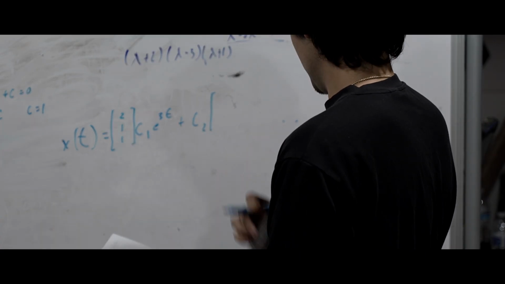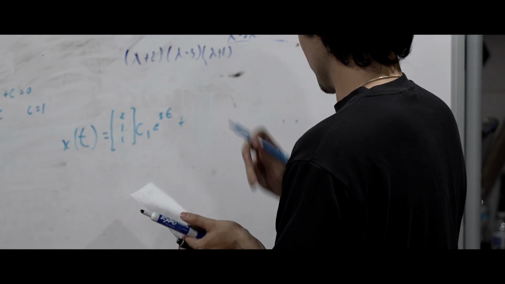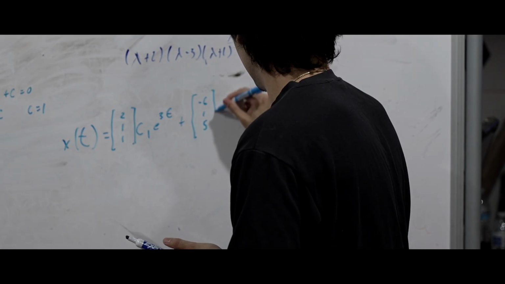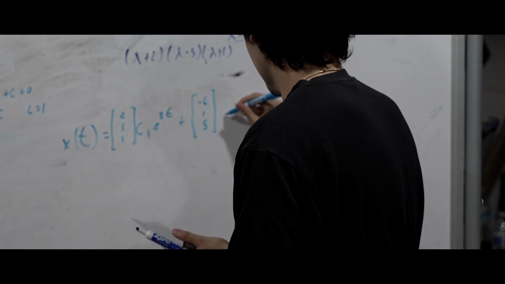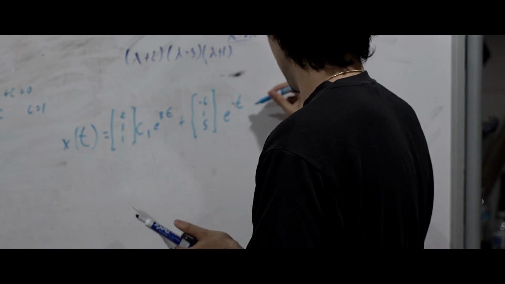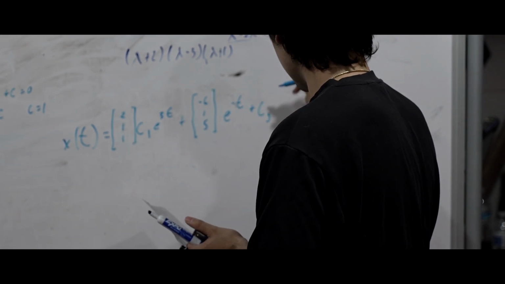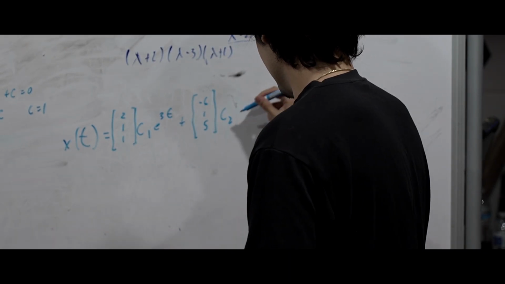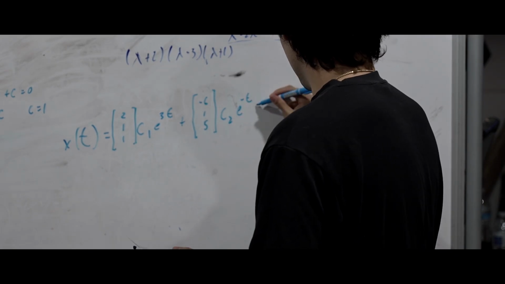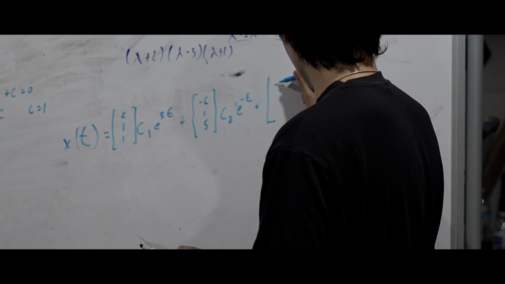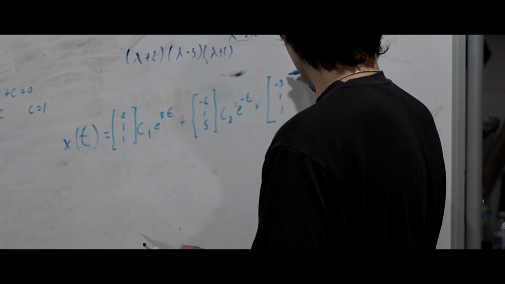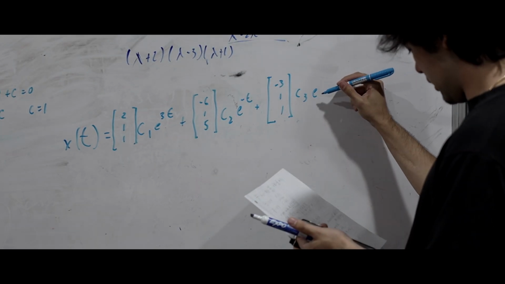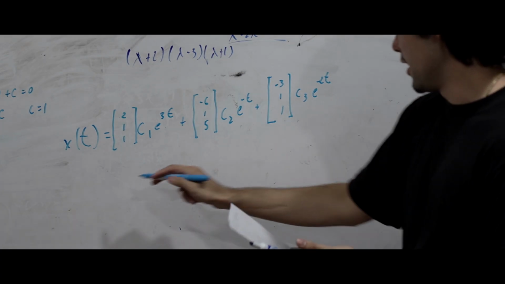The people with OCD are going to hate me, so let me write down the eigenvalue. -6, 1, and 5. And then we had -1, so e to the -t, plus C3. I also forgot the constant. Okay, C2, e to the -t, plus the next eigenvalue. We have -3, 1, and 1. Write C3 there, e to the -2t. Right, and so then this is our answer, right?